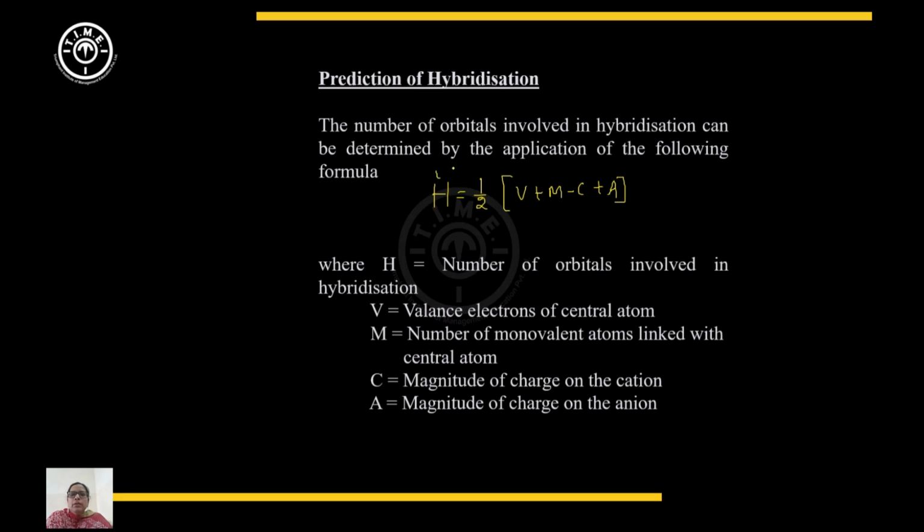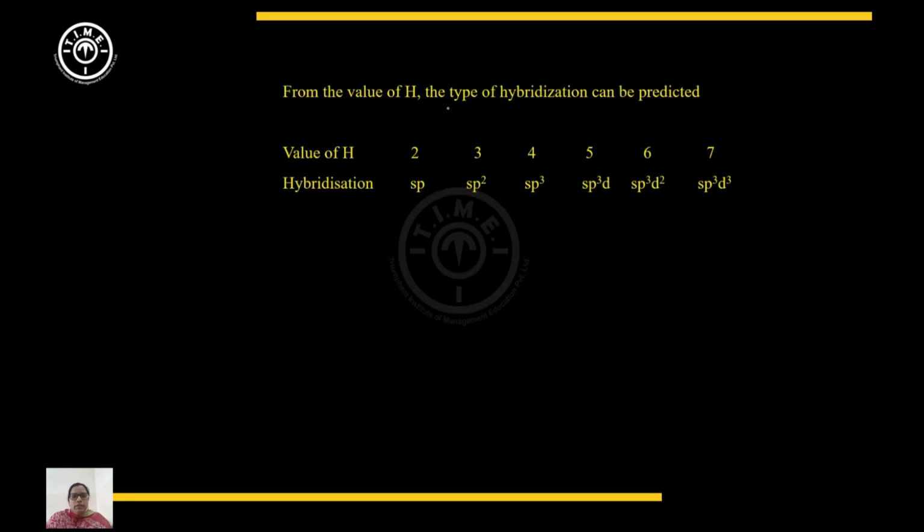Here H is the number of orbitals involved in the hybridization process. V is the number of valence electrons on the central atom. M is the number of monovalent atoms, and in the case of monovalent atoms, we have 5 elements: hydrogen, fluorine, chlorine, bromine, and iodine. C is the magnitude of the cation, and A is the magnitude of the anion. From the value of H, the type of hybridization can be predicted.